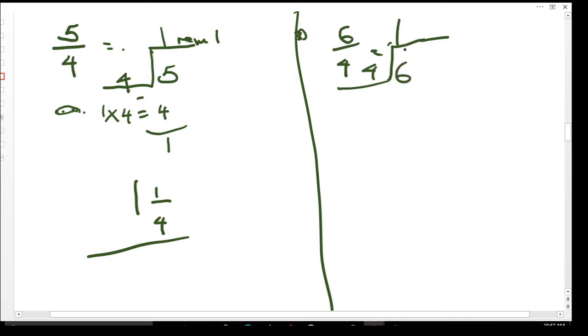Automatically there is one group of 4. So one group of 4 gives us a 4. What is the balance? A 2. So the remainder is a 2. Then our mixed fraction becomes one whole number, 2 out of 6.